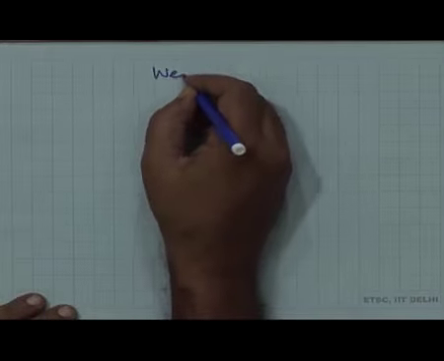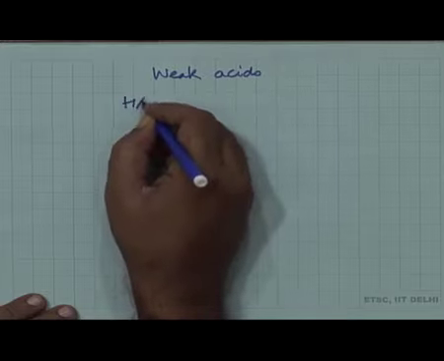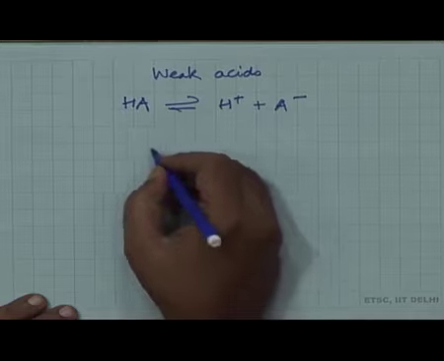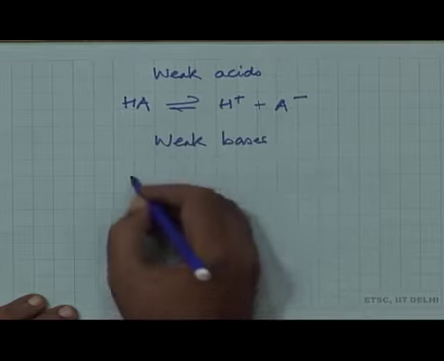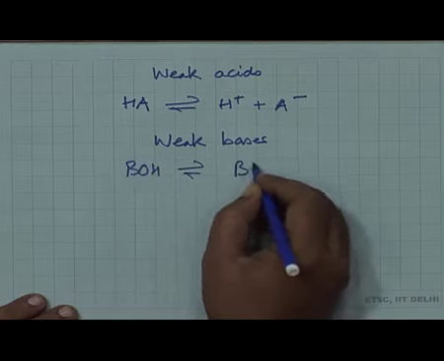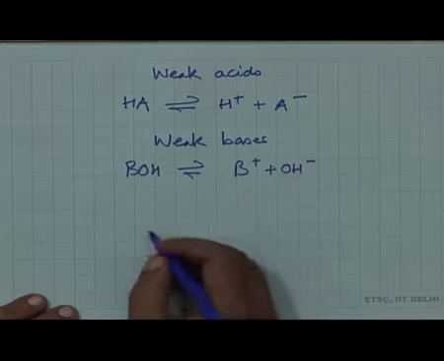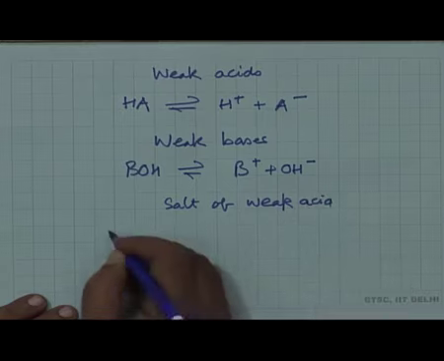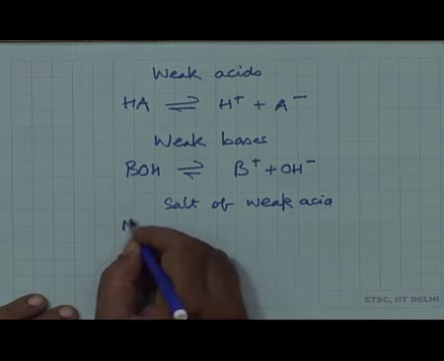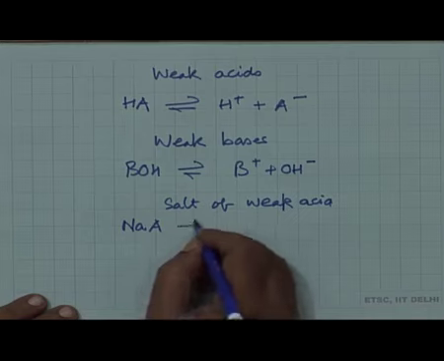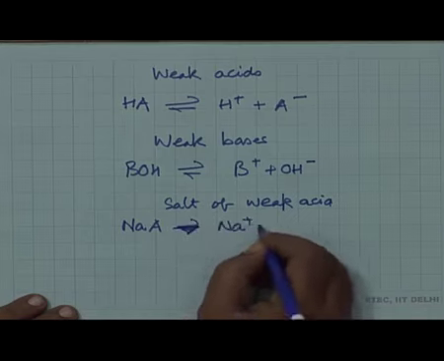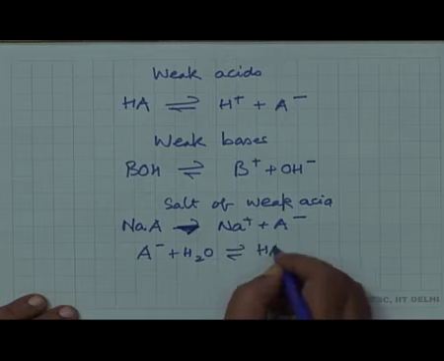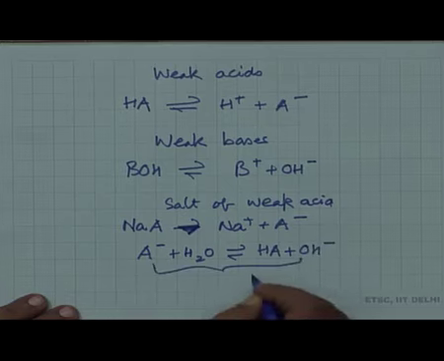In the case of weak acids, we have an equilibrium between undissociated species and dissociated species. In the case of weak bases, again we have an equilibrium between dissociated and undissociated species, and similarly for a salt, for example Na plus plus A minus, this dissociation is irreversible, but the hydrolysis of A minus gives HA plus OH minus. So the equilibrium exists between these species.